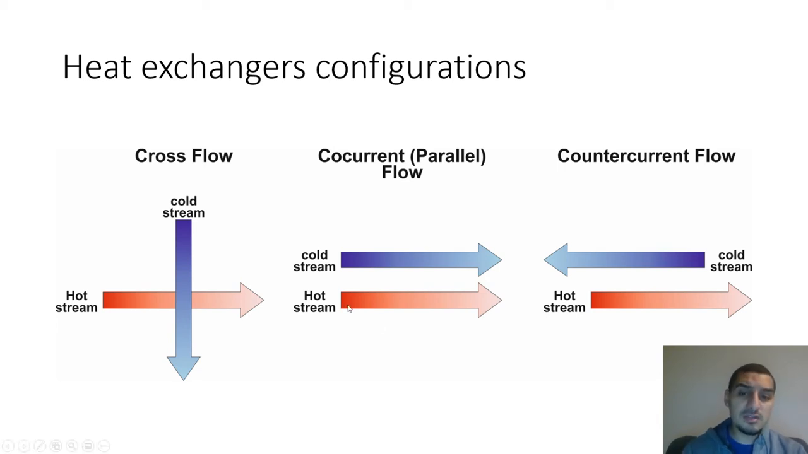Of course, each one of them might have some advantages over the other, but these two are more used, as pure counter current or pure co-current. We will see in shell and tube heat exchanger sometimes this is the case that we face. It's not a pure counter current or pure co-current. It's closer to this shape.